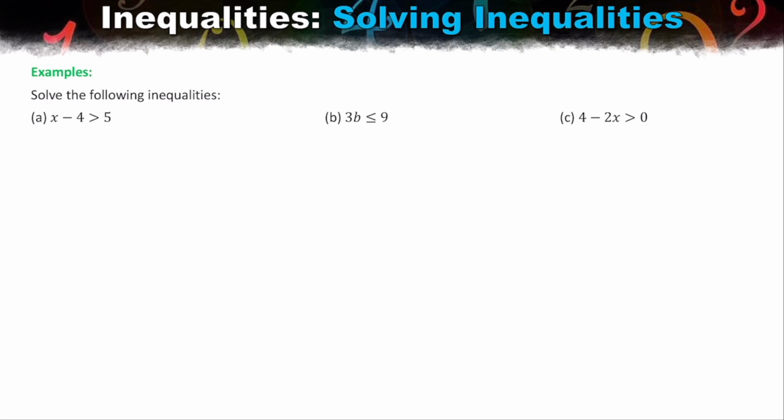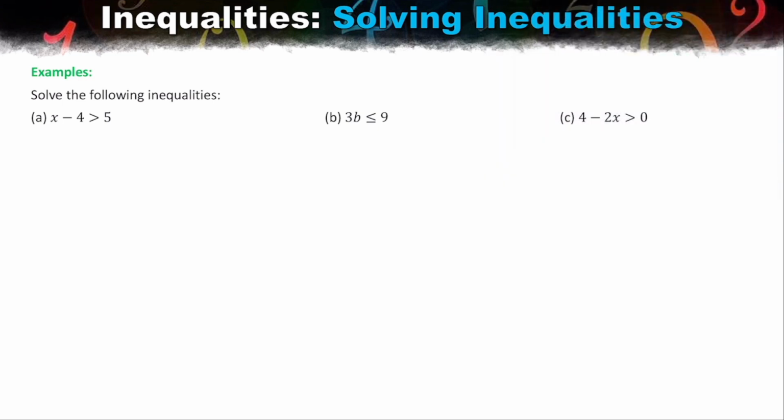Very similar to the equations we've been solving up until this point, where our equation might have looked like x take 4 equals 5. Okay, and we need to look for a number that when we subtract 4 from it, it equals 5. We're going to do the same type of thing here, except we are now going to use the inequality. So how would we go about solving this?